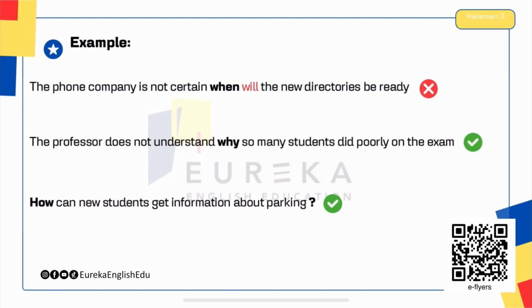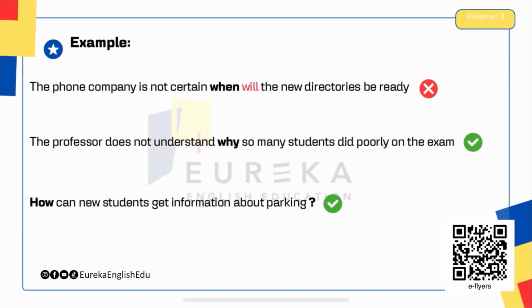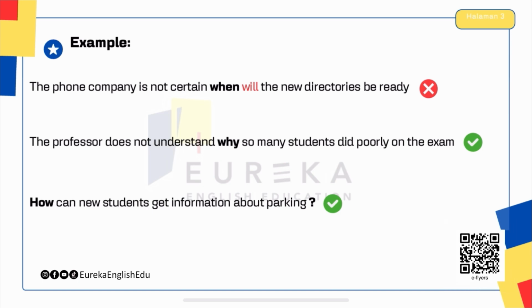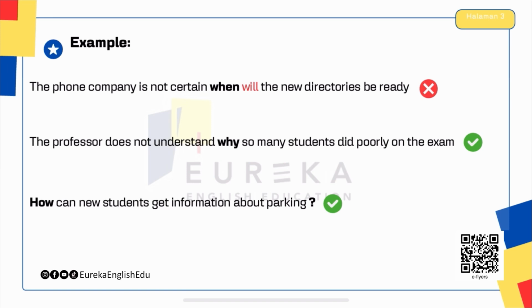So the formula should be that after the question word, it should be subject and then the verb. Here we can see there is a verb after the question word. There is a verb will and then followed by the subject, the new directories. So this sentence is wrong. If you want to correct the sentence, we can make it become the company is not certain when the new directories will be ready. So it should be subject and then the verb.